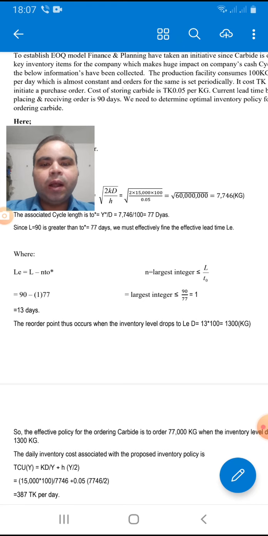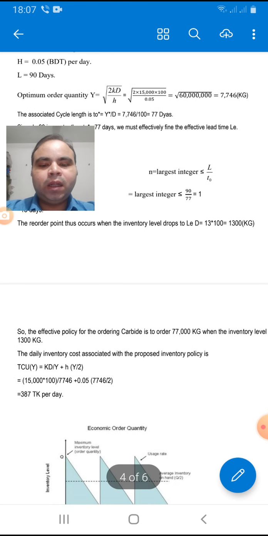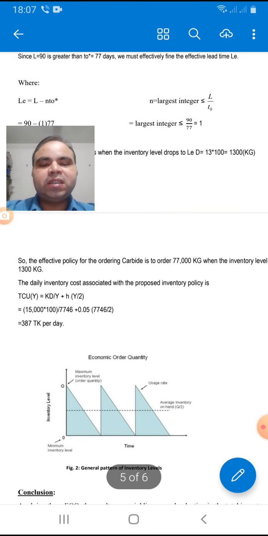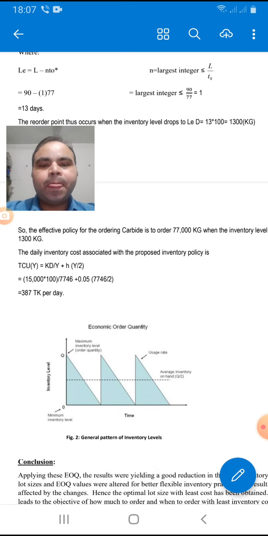So when the stock level goes down to 1300 kg, every time the stock goes down to 1300 kg, the procurement should send an order for 7,746 kg, and the total cost of holding is 387 taka per day. This is for the total stock.